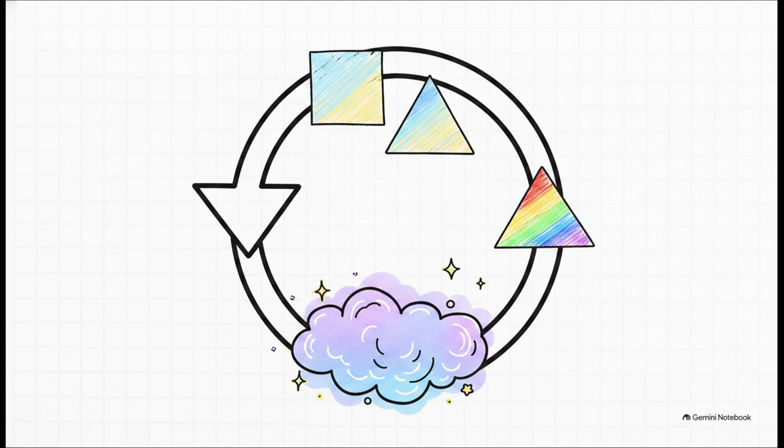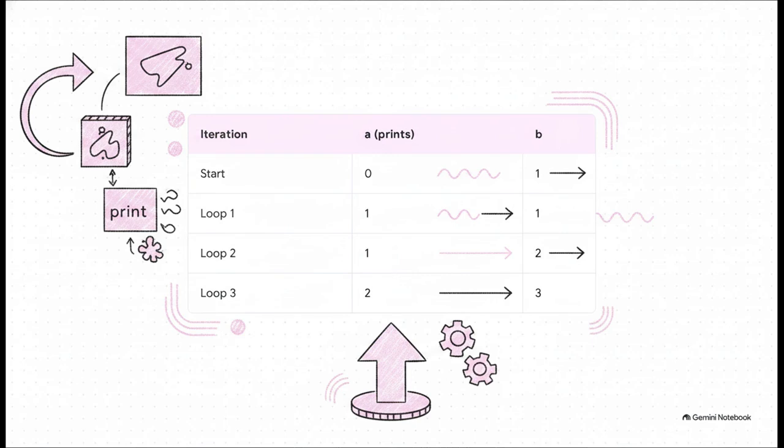Inside, it prints the current value of a. But then, we hit that absolutely fascinating final line: a, b = b, a + b. This right here is exactly where the magic of communication and dynamic updating happens. Let's actually trace the first three iterations together as our evidence.